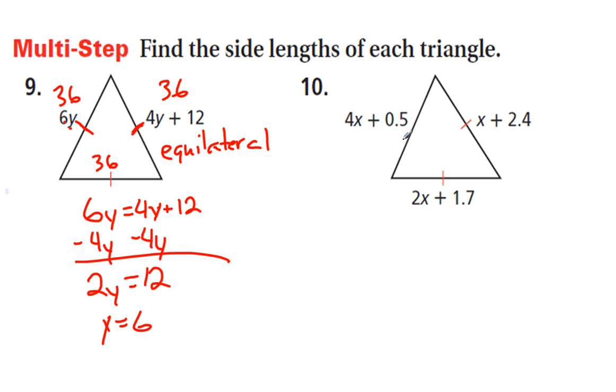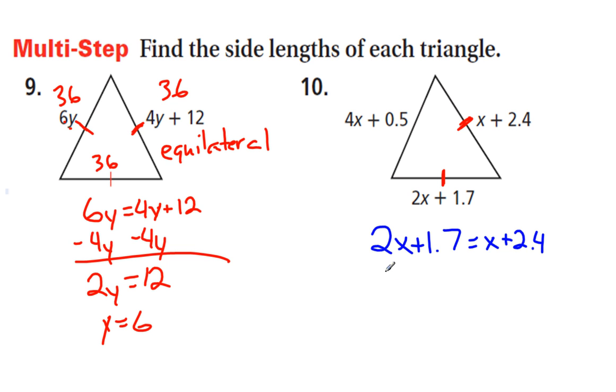Right, over here, same thing, except now we have 3 expressions, but we don't actually need all of them. All we care about are the ones that are congruent to each other, because there's not a whole lot we can do with this right now, because we don't know how this relates to our other 2 sides. The only relationship we know is that this side is congruent to this side over here. So we can say that 2x plus 1.7 equals x plus 2.4.